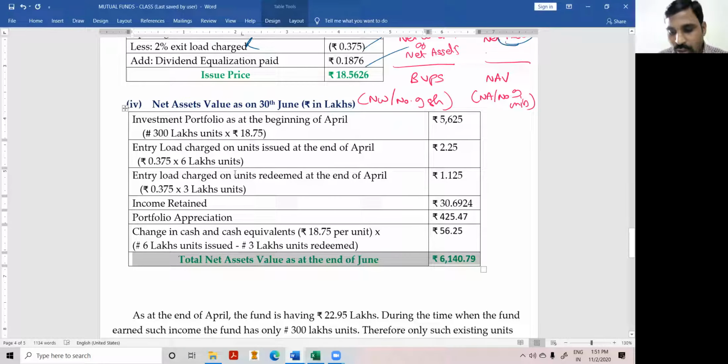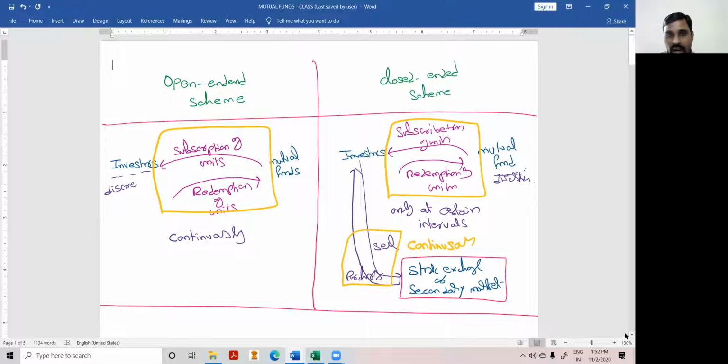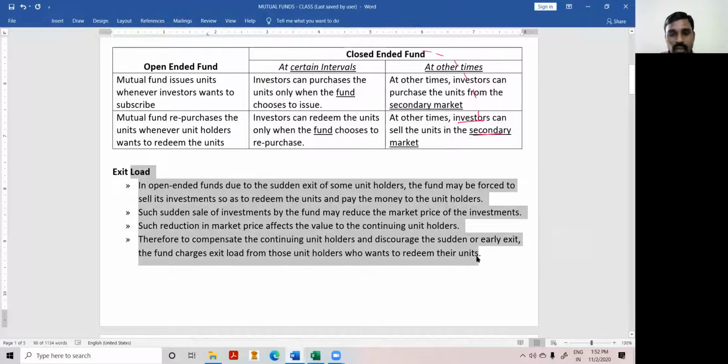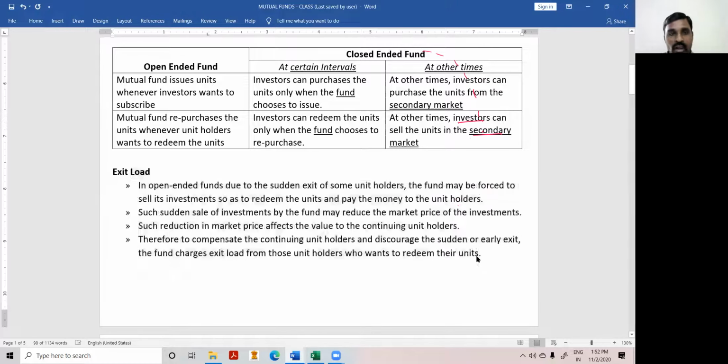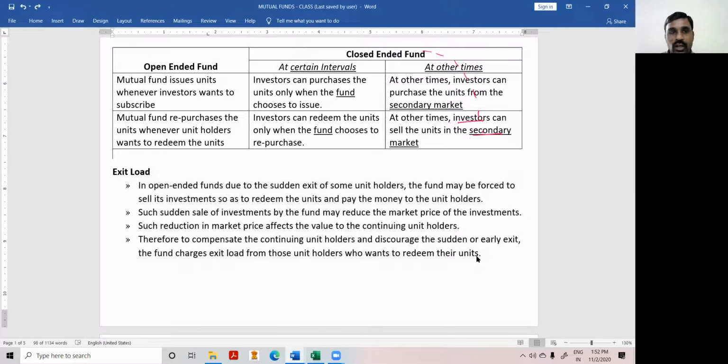Okay, right. Before solving the problem, first of all, understand how much concept is involved in the problem. First, we have to understand the difference between open-ended scheme and closed-ended scheme. Next, go by the exit load: the necessity of charging exit load by the open-ended fund. What forces the open-ended fund to charge the exit load? That is the question I have to answer.